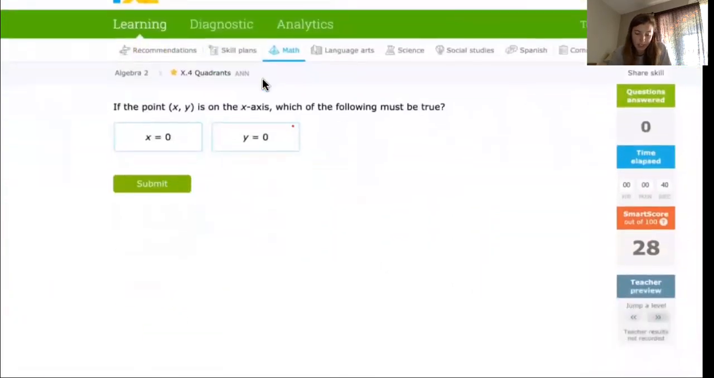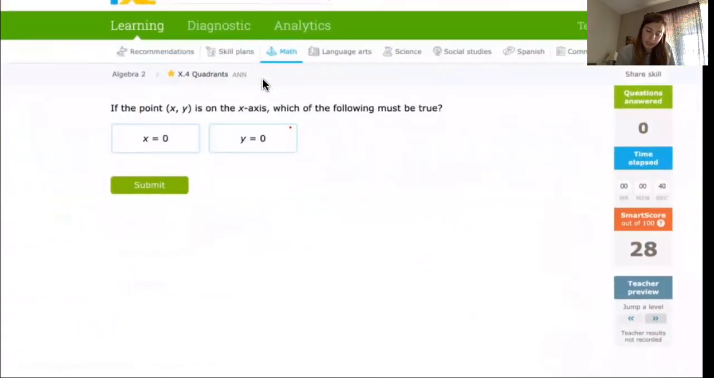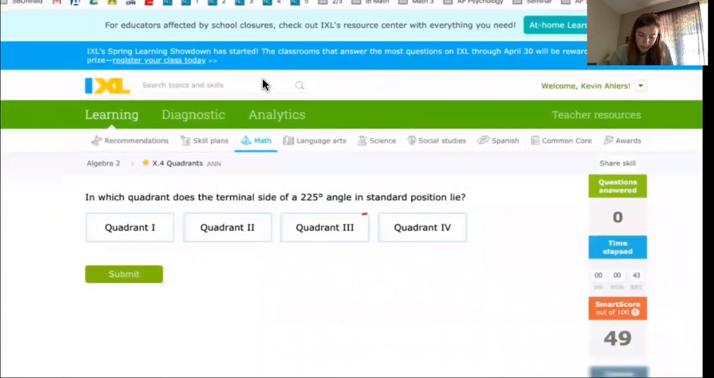If the point (x, y) is on the x-axis, which of the following must be true? Is x 0 or is y 0? Well, we just talked about that. Y is 0 if you're on the x-axis. Look at a graph if you don't believe me.